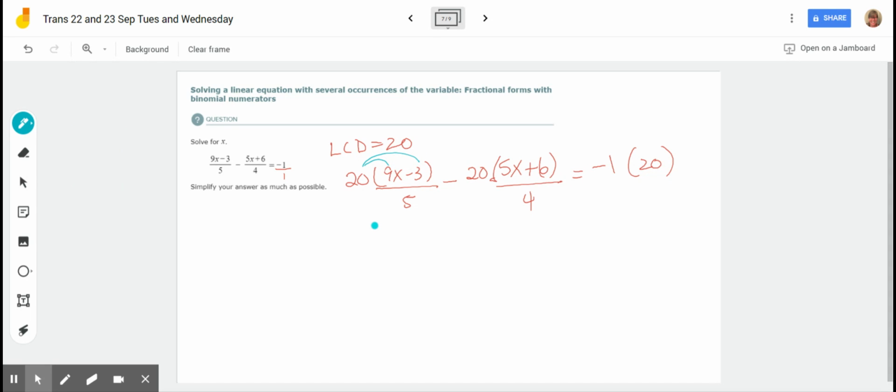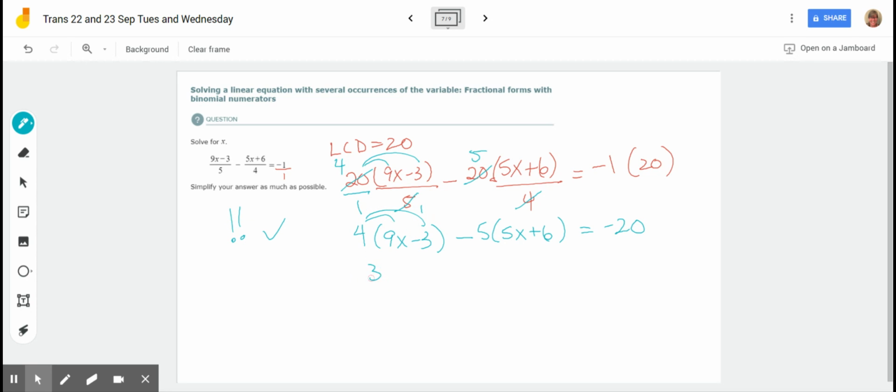Okay, but before we do the multiplication, let's take a look. These are two fractions, so we can cancel common factors. 5 goes into 20 four times, and 5 goes into 5 once. We can now rewrite this as 4 times 9x minus 3. Look, we got rid of the denominator. 4 goes into 24 five times. 5 times 5x plus 6 equals negative 20. That was the whole point. Yay! We got rid of the dang denominators.